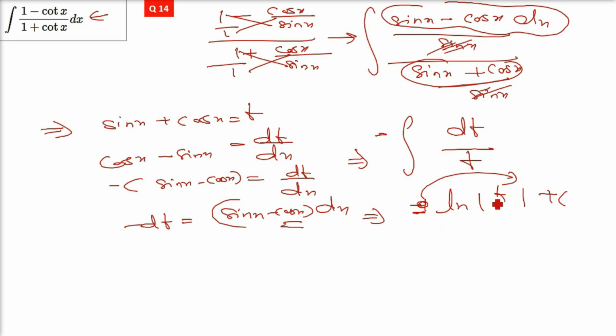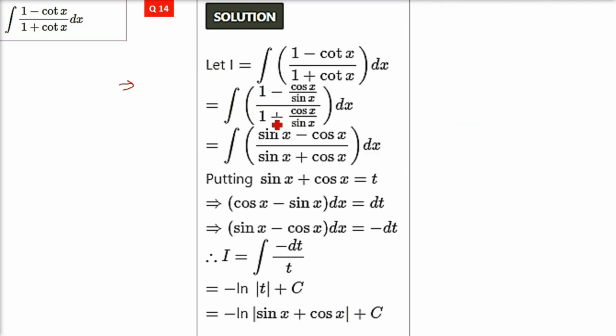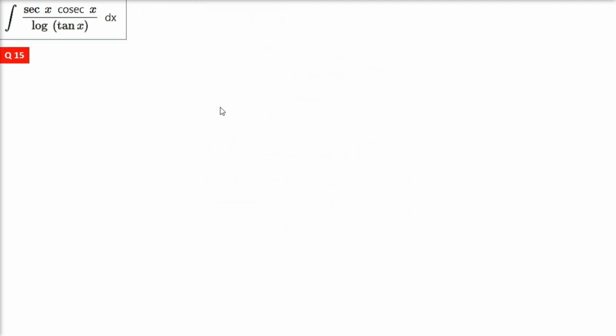So we have t here, and remember what was t? T is sin x plus cos x. So you have a negative outside, then we have ln modulus of sin x plus cos x, and then the constant of integration. This is what you see is the correct answer. So this is the solution I was talking about. What do you see here? Same thing, the different questions which I just spoke of when I started this question, all of them are solved in the same way.